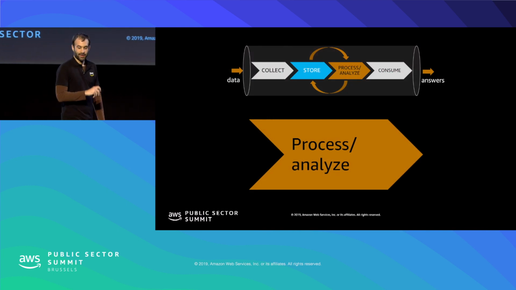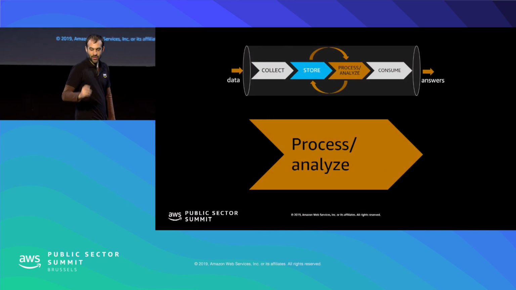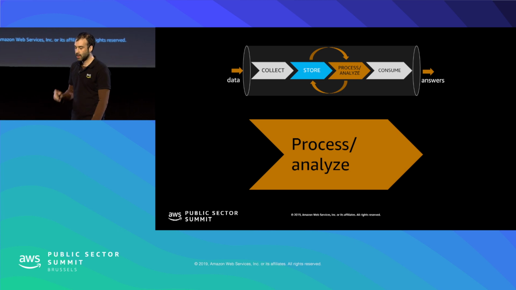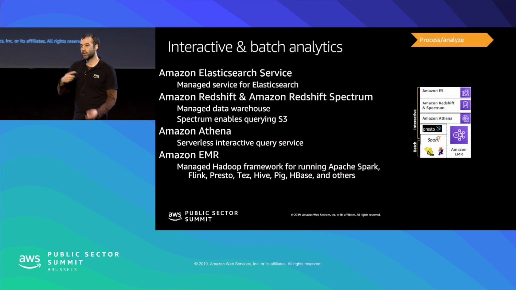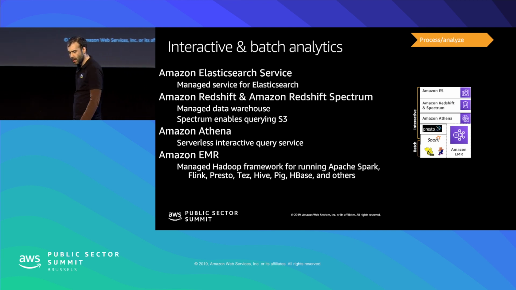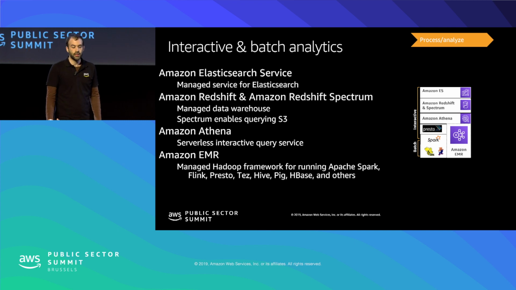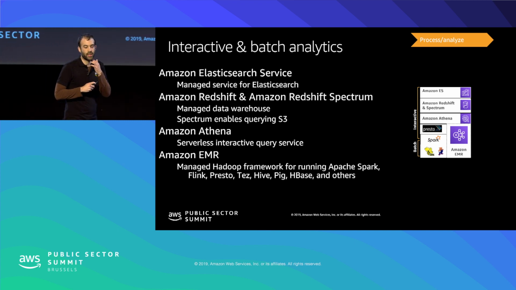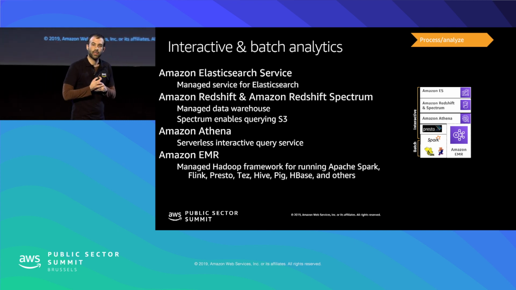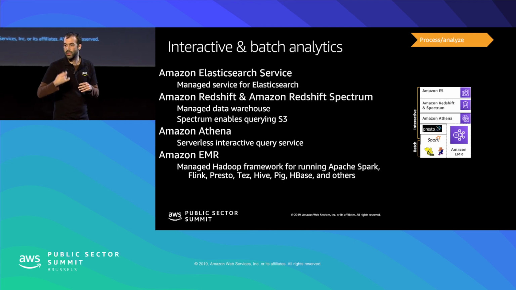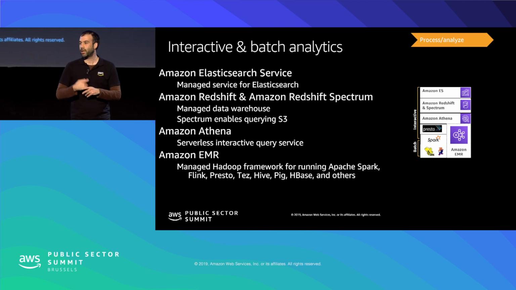Okay, moving to the next step, process and analysis. When it comes to process and analysis, I'd like to highlight now the services, what they do, and then some use cases. First, we'll start with interactive and batch analytics. So some services, a couple of options there. We've got Amazon Elasticsearch. Amazon Elasticsearch will allow you to spin up Elasticsearch clusters in minutes.